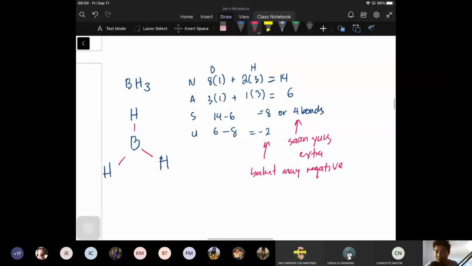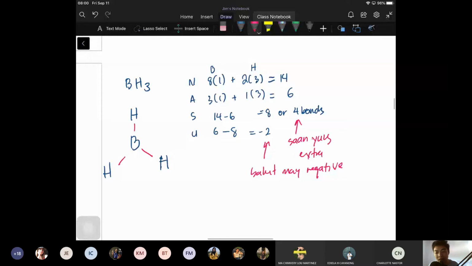Okay, so ano yun? Ito lang yung proof that this molecule will not follow the NASO rule talaga. Kasi tignan nyo, sobra-sobra yung bond, mas may negative na lone pair pa. So that means this molecule will really violate the octet rule. So ano yung technique ko dito?